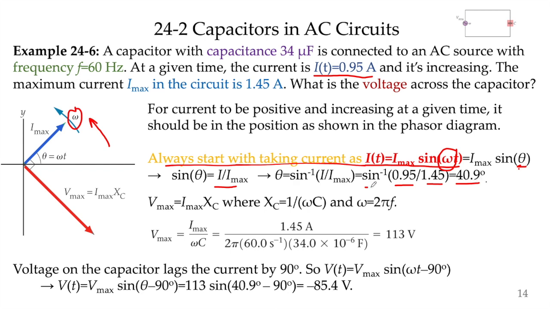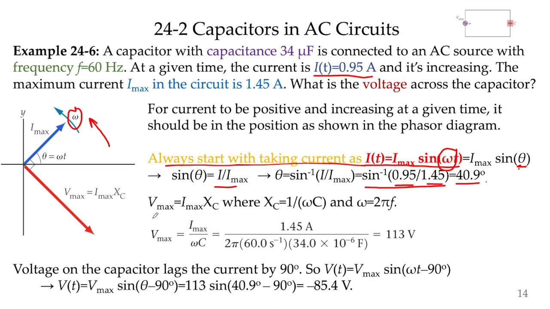I suggest that you make these calculations with your calculator, because you have to make sure whether your calculator is set to degrees or radians. If you are finding the same number, 40.9, that means your calculator is set to degrees. You can of course change that setting. So I found the angle.